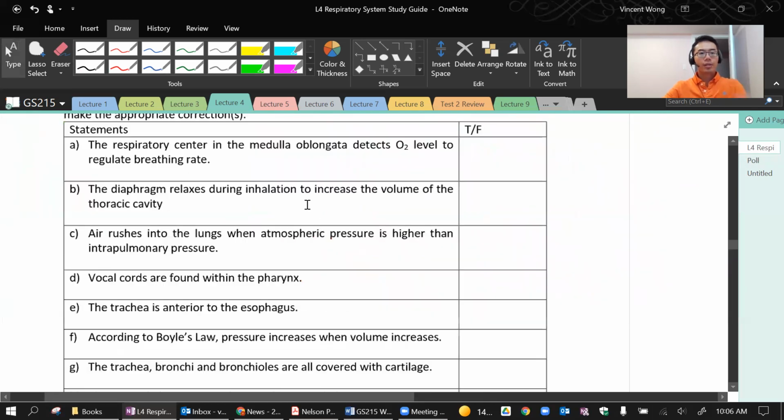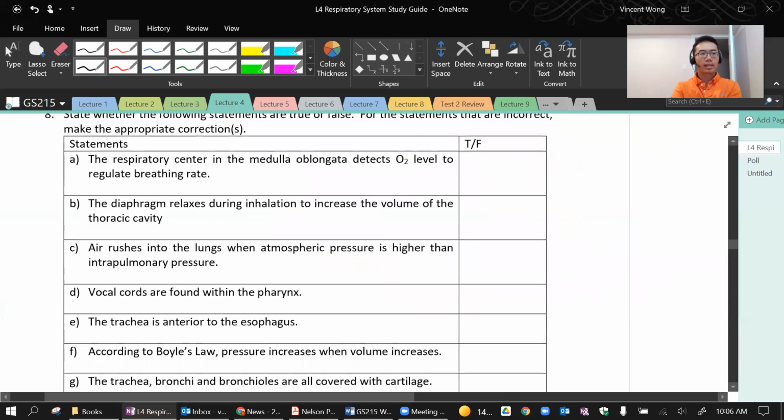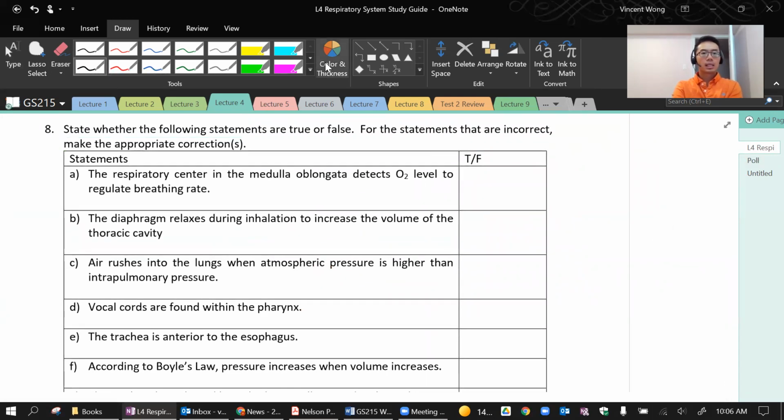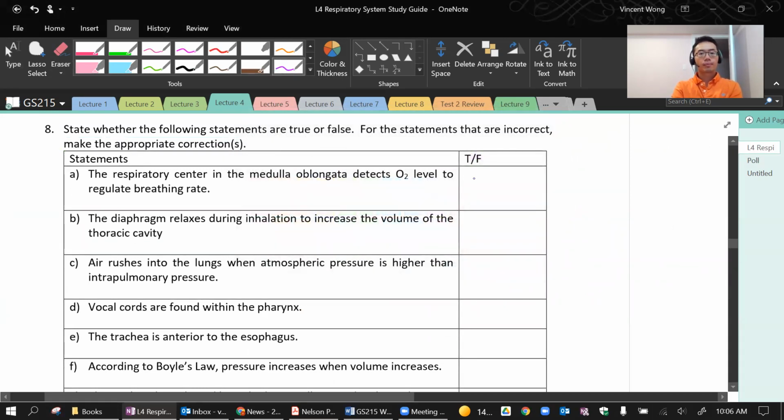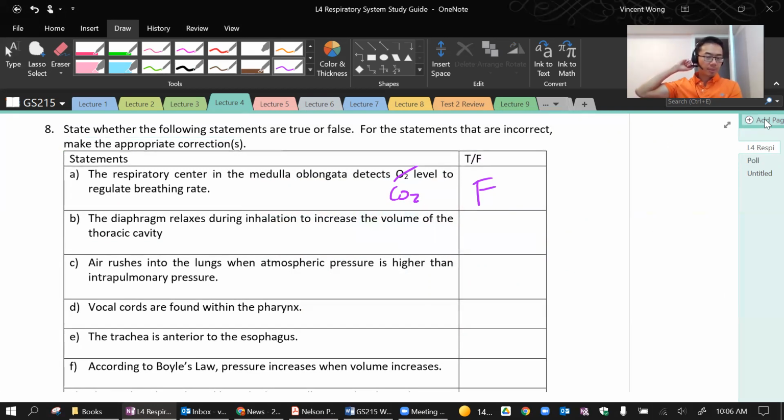All right, next. The respiratory center in the medulla oblongata, which is part of the brainstem, detects O2 level to regulate breathing rate. Is that true or false? Let's say false. That's right. The problem is it's supposed to be CO2. The brainstem, the medulla oblongata, detects the amount of CO2 in your system. If there is too much CO2, then it initiates breathing. Oxygen is not going to affect your medulla oblongata.